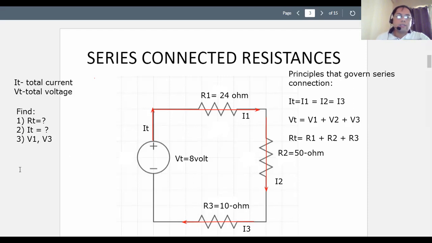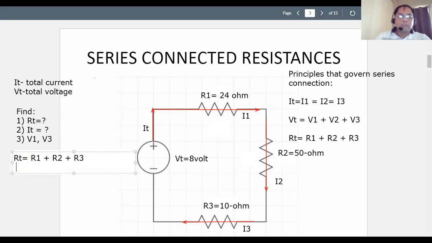Now, let's start with our total resistance. So R total would be R1 plus R2, and adding it with R3. Since we only have 3 resistances, we stop with R sub 3. But if there are more, then you can simply continue the addition of the resistances.